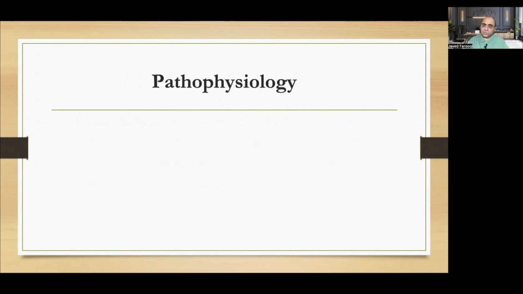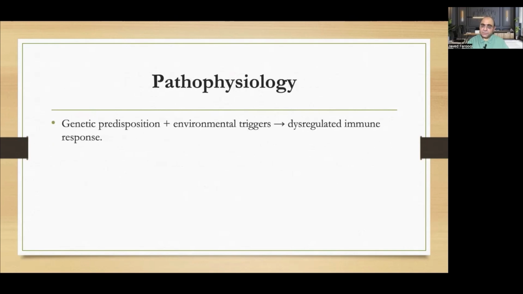What's the pathophysiology? There's genetic predisposition and environmental triggers. So these two: someone is genetically predisposed to develop inflammatory bowel disease, and then there are environmental triggers, and this leads to a dysregulated immune response. And that's the reason immune modulating drugs or immunotherapy have the main role in control and giving remission of inflammatory bowel disease.